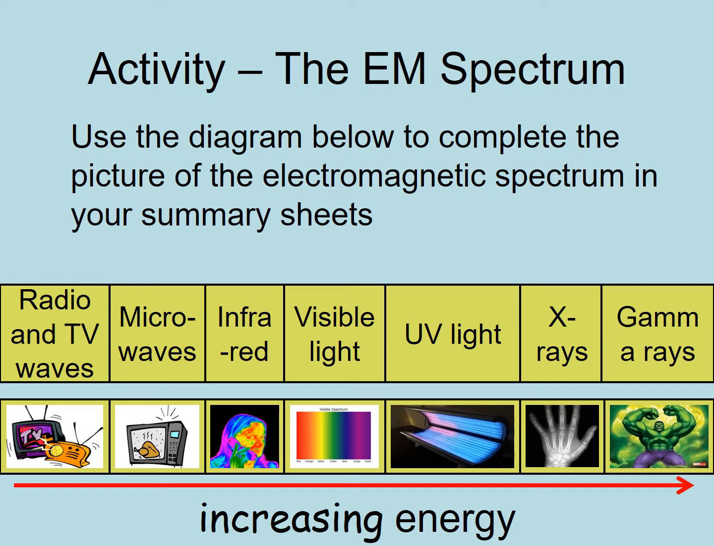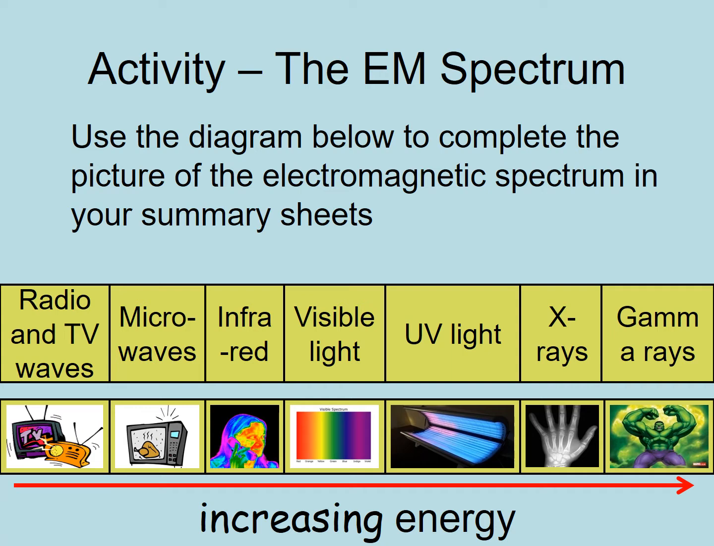Now we have a wee look at the electromagnetic spectrum. We can see, moving from left to right, we have radio and TV waves, microwaves, infrared, visible light, UV light, X-rays and gamma rays. And we can see from radio and TV waves to gamma waves, we have increasing energy.